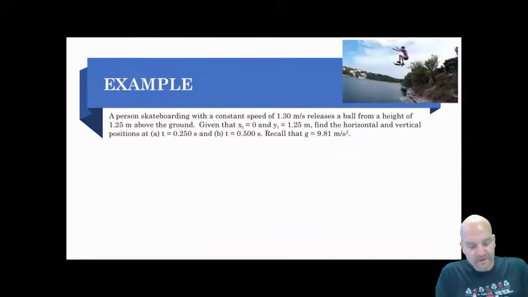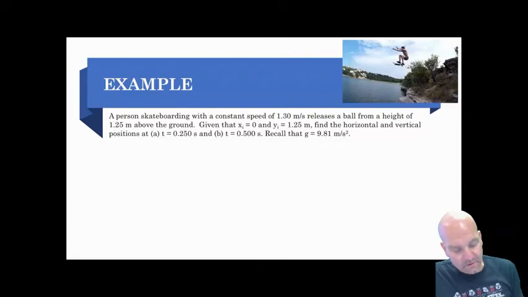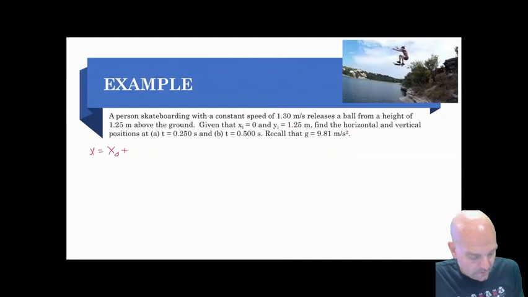So let's look at some examples. We have a skateboarder moving at a constant speed of 1.3 meters per second who releases a ball from a height of 1.25 meters above the ground. Given that the initial x position and the initial y position are given to us, what are the horizontal and vertical positions at 0.250 and 0.500 seconds? Recall that g equals 9.81 meters per second squared. Because I'm looking for position, I'm going to use my two position equations.